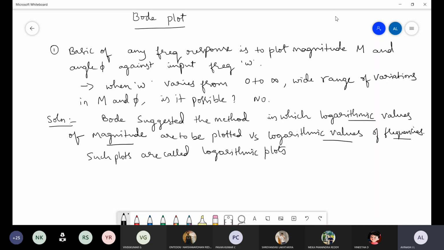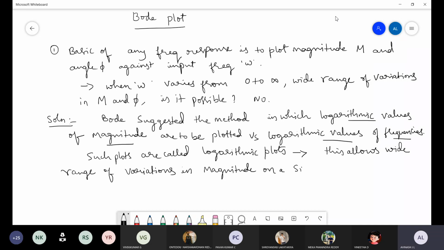The significance of these logarithmic plots is that they allow a wide range of variations in magnitude on a single paper. This is very important.